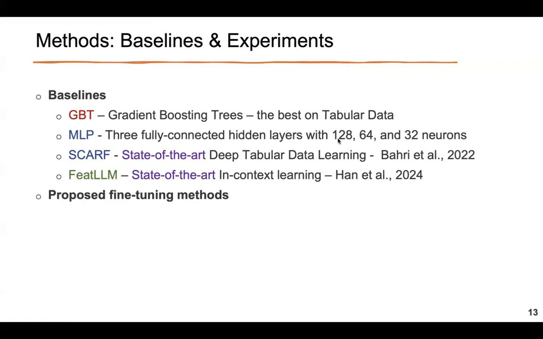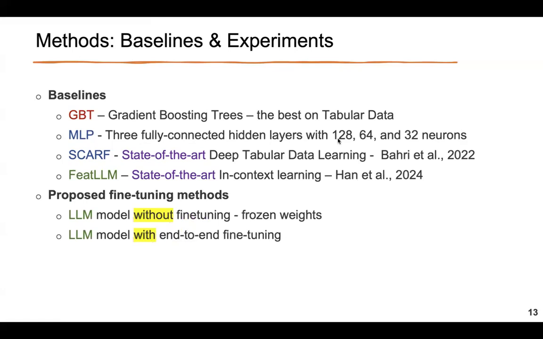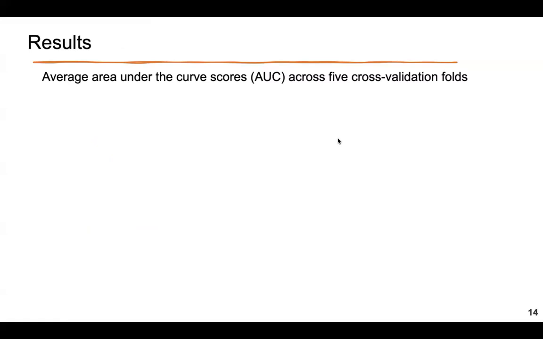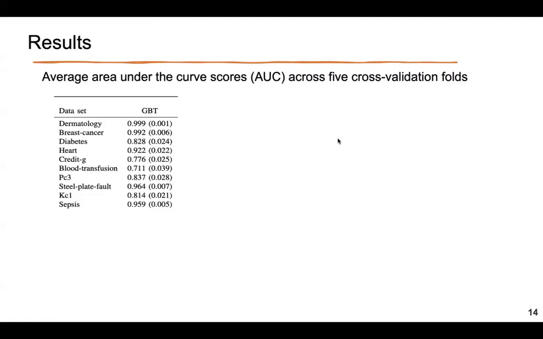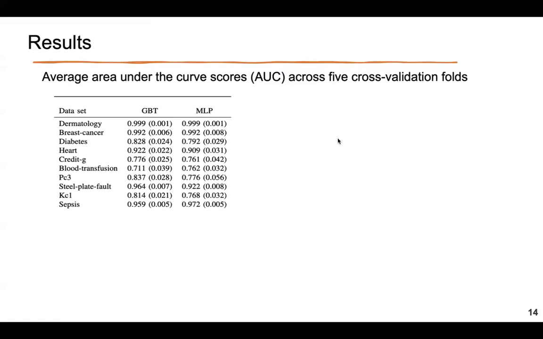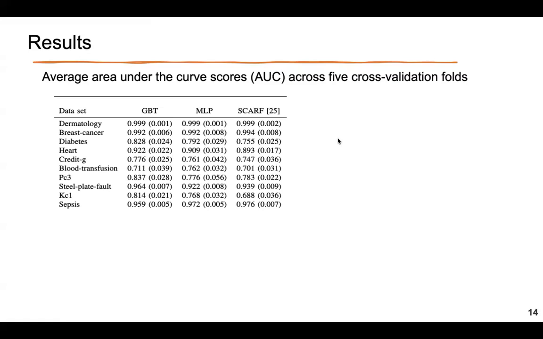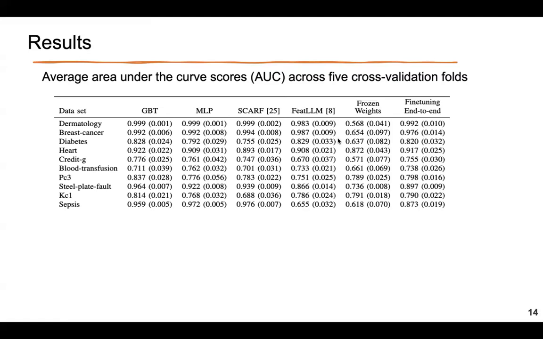Following that, we have proposed two fine-tuning methods. One is the LLM model without fine-tuning, where we keep the model frozen, and the other is the LLM model with end-to-end fine-tuning. Here is the result of this method, where we show the average area under the curve scores for 5 cross-validation folds. This is the GBDT result, and these are the MLP results for the 10 datasets. These are the deep learning based method SCARF results, and these are the LLM models' results.